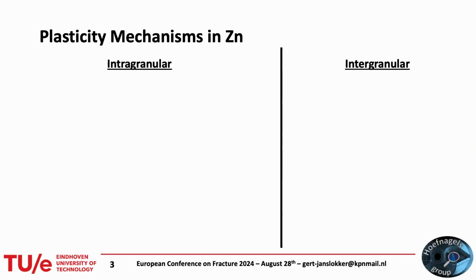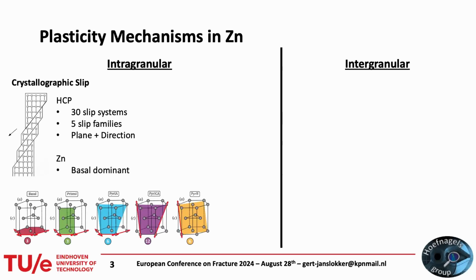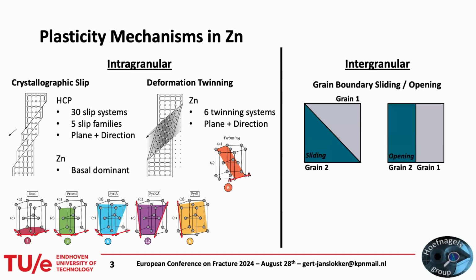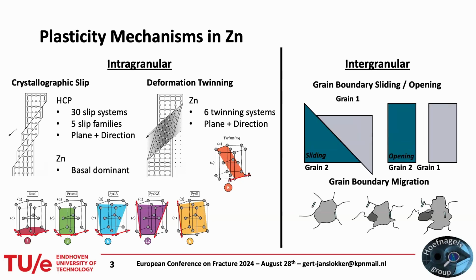Well, what kind of plastic deformation mechanics could we have in zinc? We could have intragranular crystallographic slip. In case of zinc, we could have 30 potential slip systems coming from 5 different families, which we can describe by a certain plane and direction. And within single crystals, we actually know that basal is dominating. We could also have deformation twinning. For zinc, we have one family, which gives actually 6 different twinning systems, and they can be described by a certain plane and direction, again, identical to a slip system. We could have intergranular grain boundary sliding and/or opening, or we could have grain boundary migration.